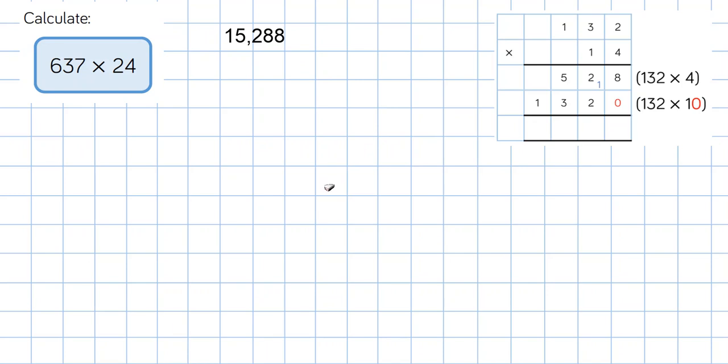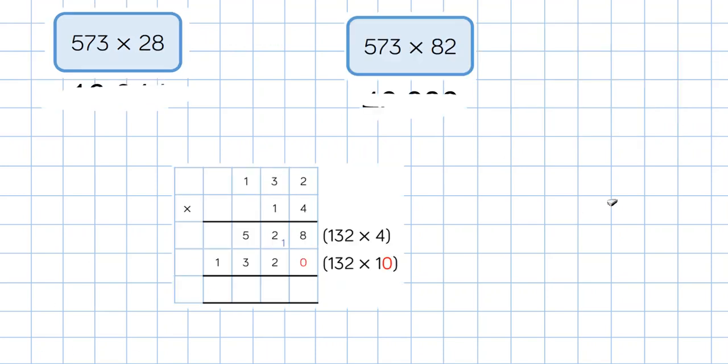Okay, so hopefully you got 15,288. If you weren't sure if you made a mistake, go back and check each row. Did you get the hundreds in the right place first? So did you multiply 637 by 4 and then 637 by 20? And did you remember that all-important placeholder to make your answer 10 times bigger?